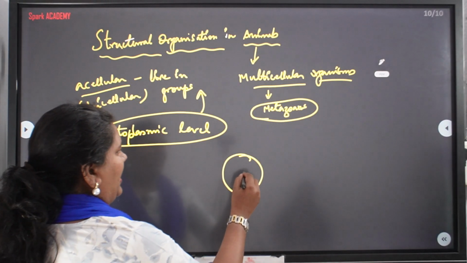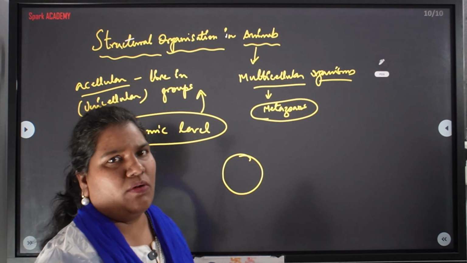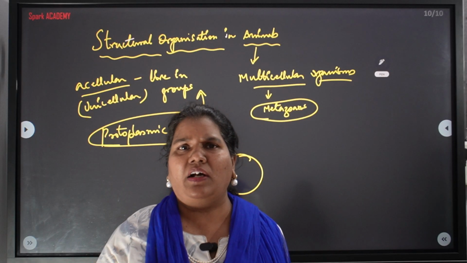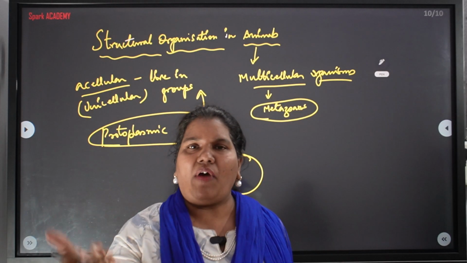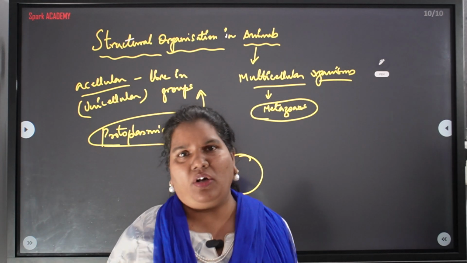This single cell will have all organelles. Like what organelles do they have? Mitochondria, Golgi, nucleus, right? Vacuoles.